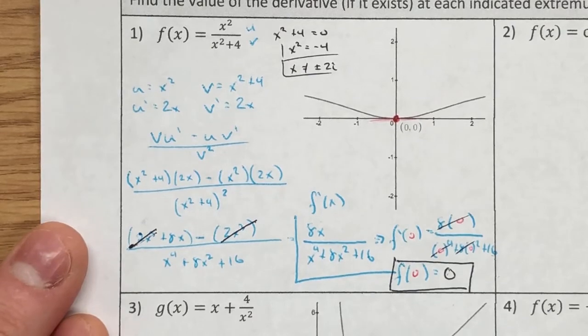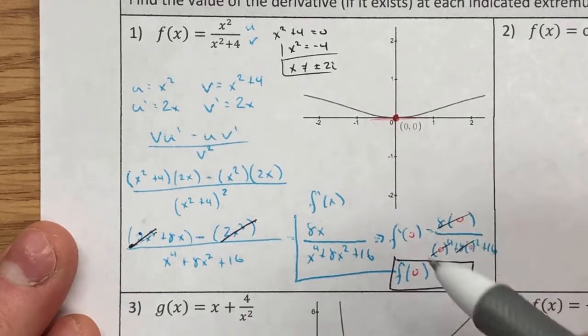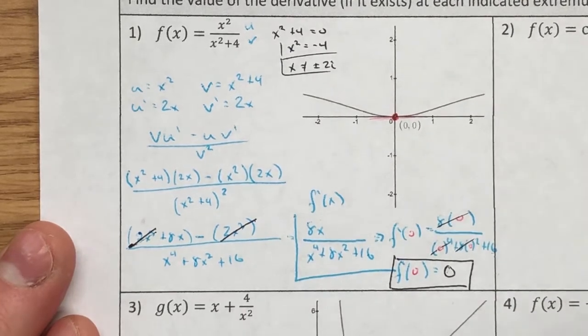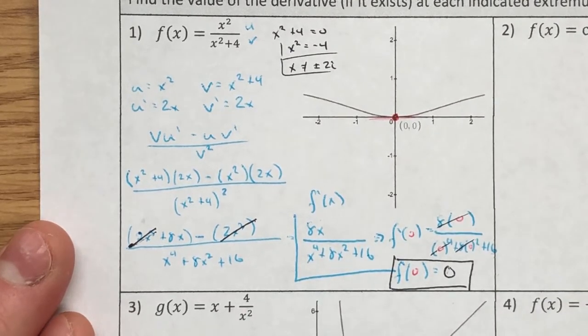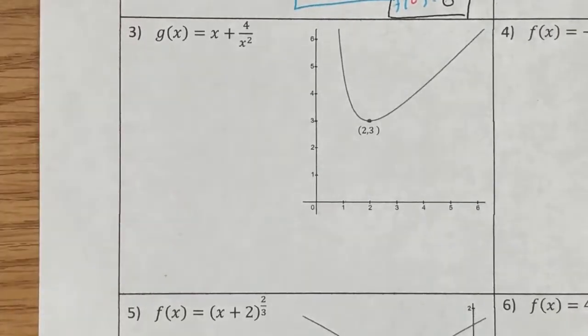So that means that the tangent line at this relative extrema is a flat line. There's no slope. The slope is going to be 0. So let's take a peek at another one, number 3.